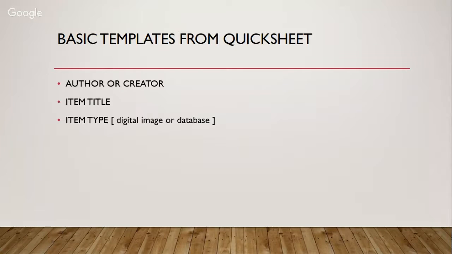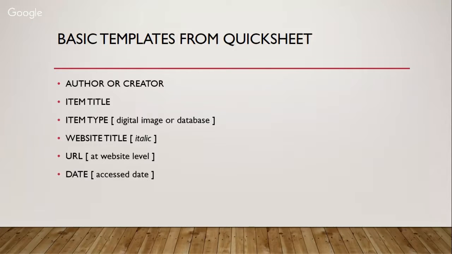Is it a digital image? Is it a database? The website title in italics, the URL at the website level. That's not the link that will take you directly to the record itself, but in this case, it'll be Ancestry.com. And the date, the access date. When did you access this record?